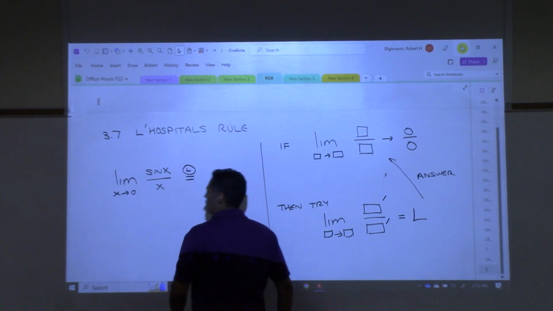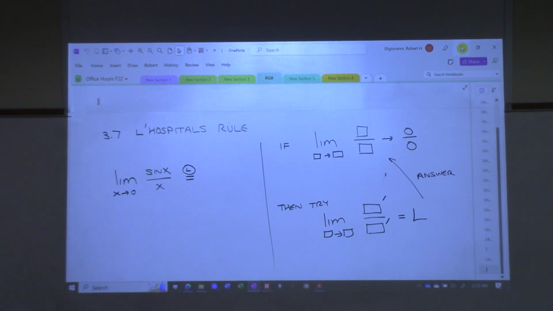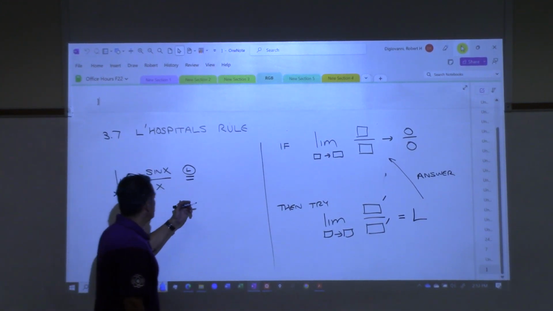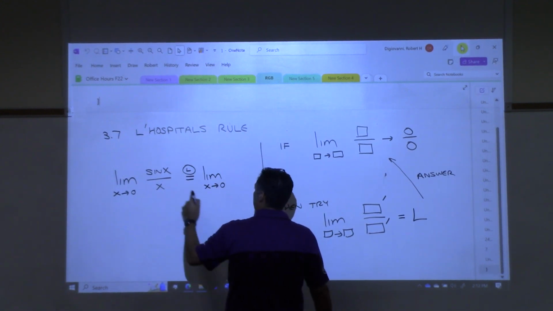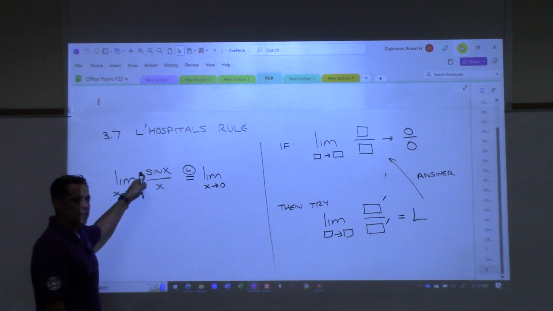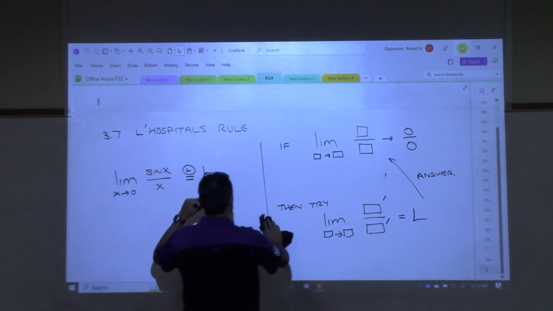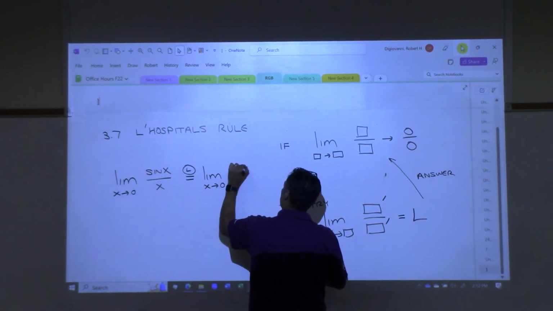What I do is the L with the circle. Sorry, I had that one there. That's the one I do. I think our textbook uses an H, all right? So that's telling you that I'm about to use L'Hopital's rule. I'm going to keep the limit exactly the same, but now I'm going to take the derivative of the top, which is cosine x, and divide that by the derivative of the bottom.